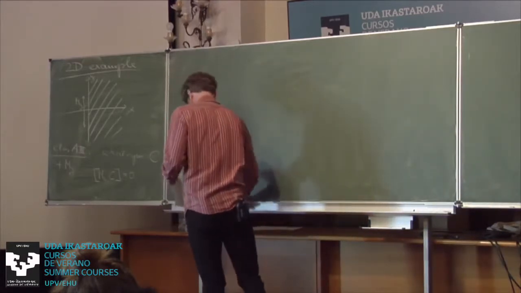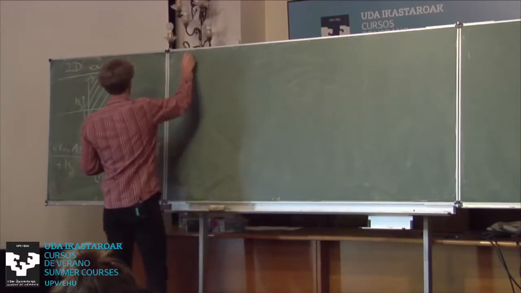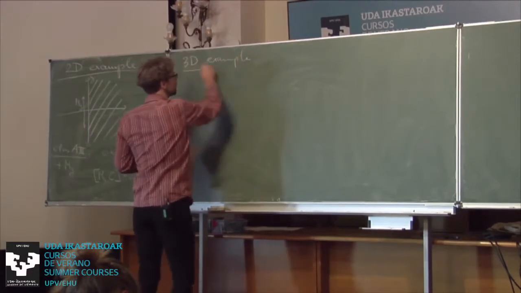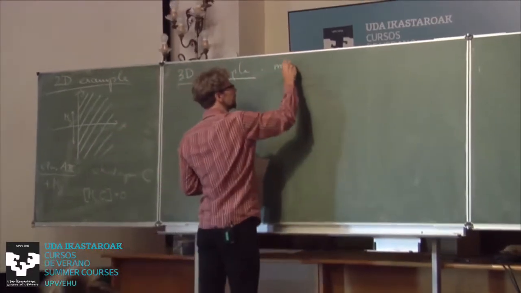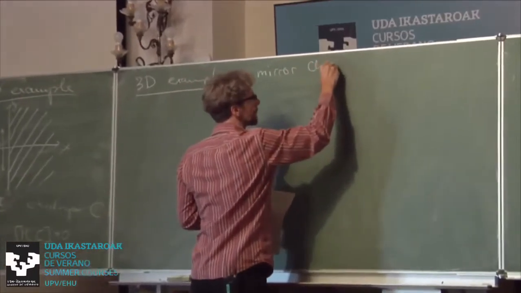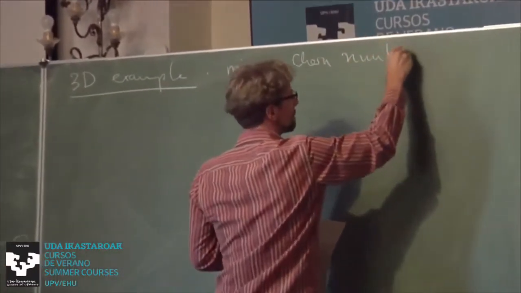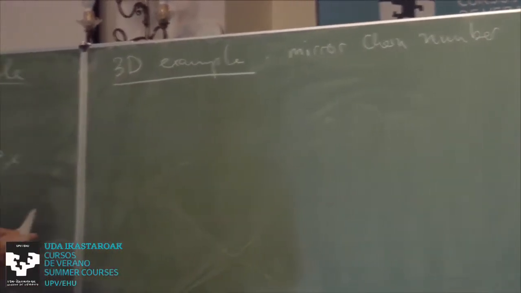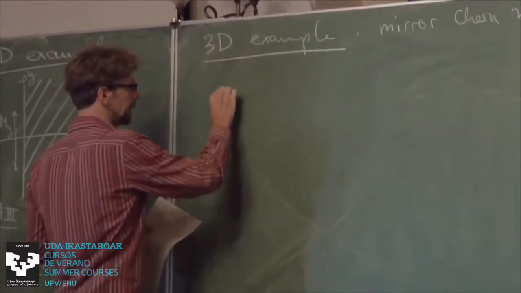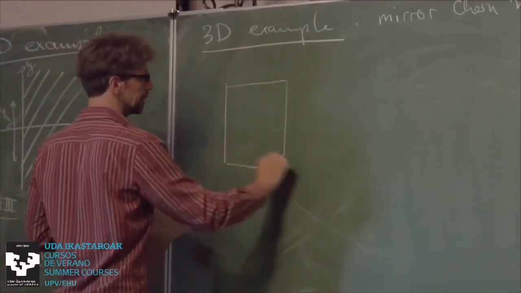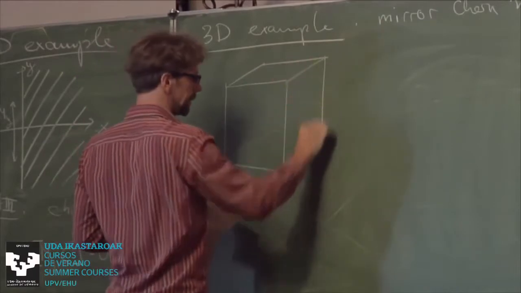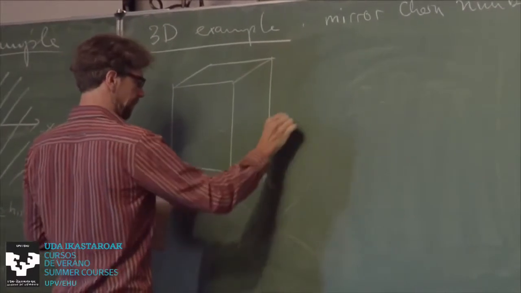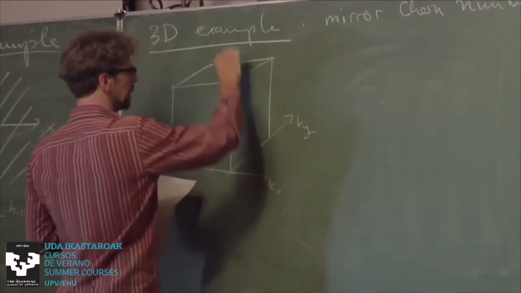So in the 3D example, we'll use the mirror Chern number. What we're going to look at is, again, a 3D system. Let me write down a Brillouin zone for such a thing. So that should be Kx, here's Ky, and here's Kz.